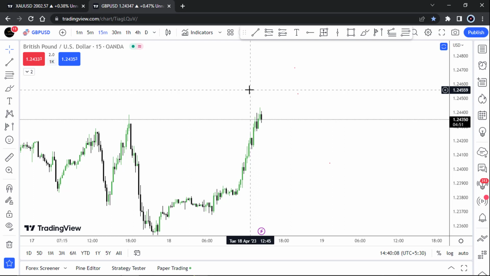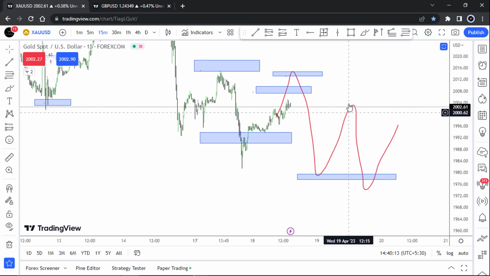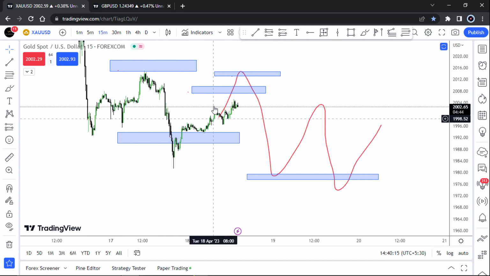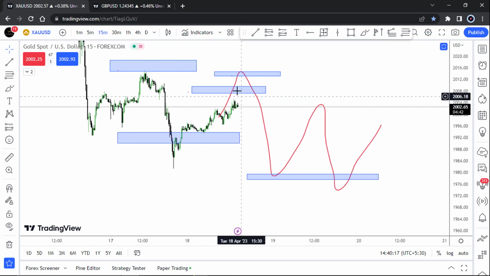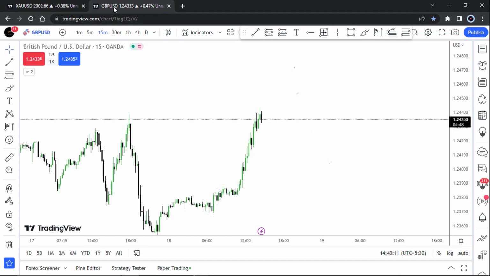Before we continue today's analysis, if you remember my previous video this morning, I talked about the gold chart, and the market is currently going up towards our reversing points exactly as we predicted, right? While that's happening, let's have a look at the pound market.